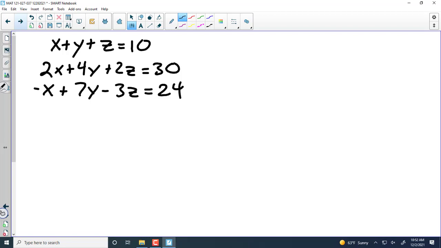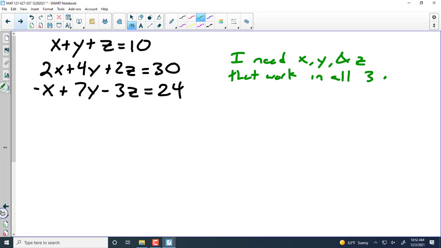Here's the rub, though, everyone. I need x, y, and z that work in all 3 equations. The number one way that people mess up these problems is they don't keep their work well organized. And they get all turned around with what they're trying to do.